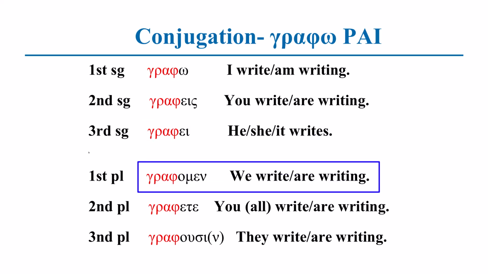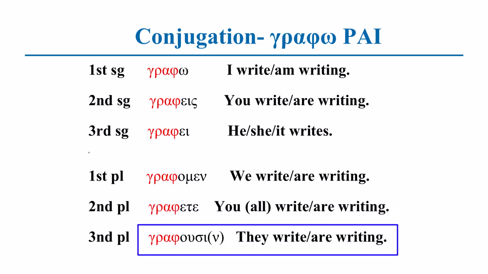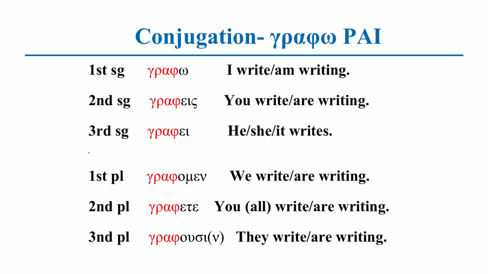First person plural, you have graphomen, which means we write or we are writing. Remember, these are translations in the present tense, so the action is happening now. So it's we write or we are writing. Second person plural, you have graphete, which means you write or you are writing in the plural. Third person plural, you have graphousin, which means they write or they are writing. So after you have attached the endings, you need to translate the forms that you have created. Miss the translations, and marks are going to be deducted. And you need to practice how to conjugate the words following the steps that are given.